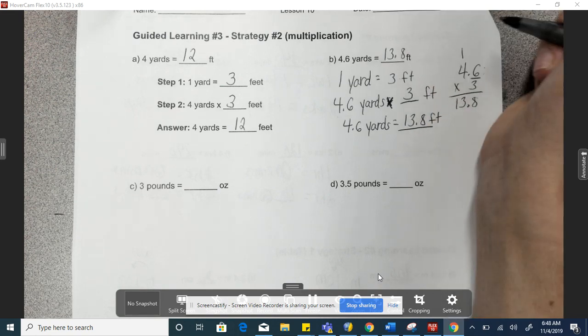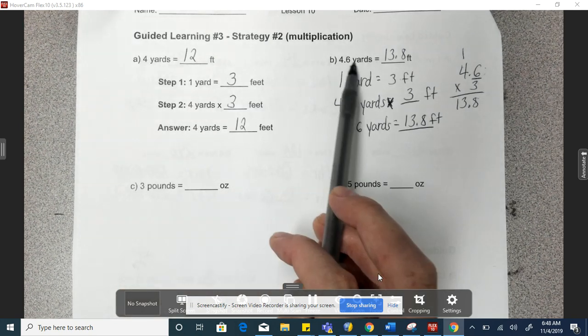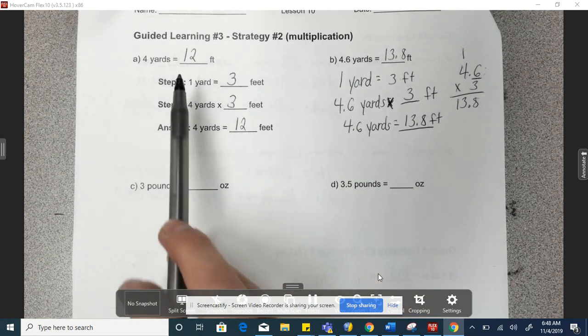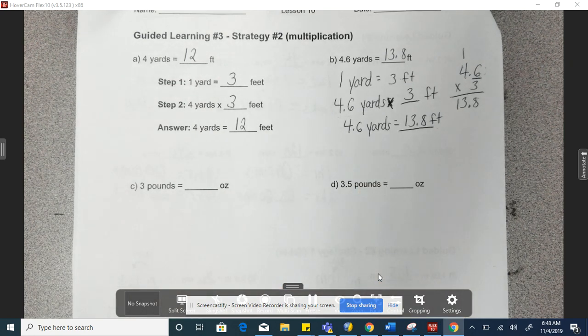8/10, which makes sense because 4 yards was 12 feet. 4 6/10 yards is just a little bit bigger. So 13 8/10 is just a little bit bigger than 12.